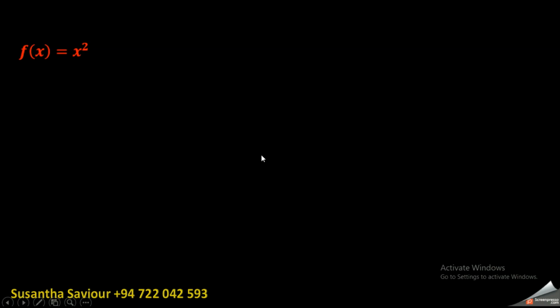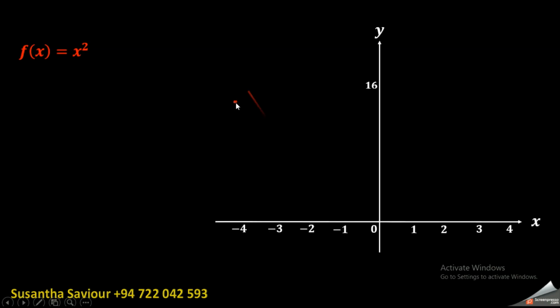f(x) equals x squared. Right? This is a simple graph. You know that. f(x) equals x squared. When x equals 1, y equals 1. When x equals 2, y equals 4, 3, 9, 4, 16. Same way here, right? We will look at a transformation of this one.